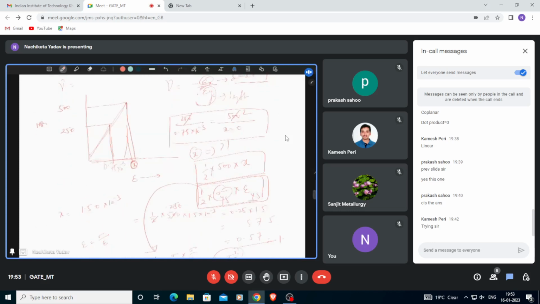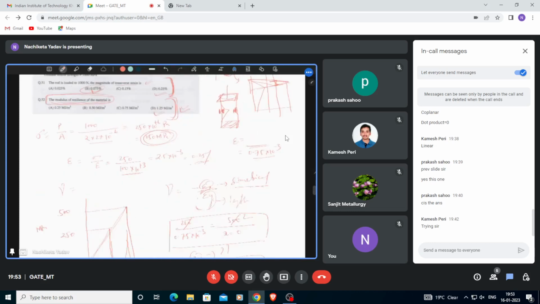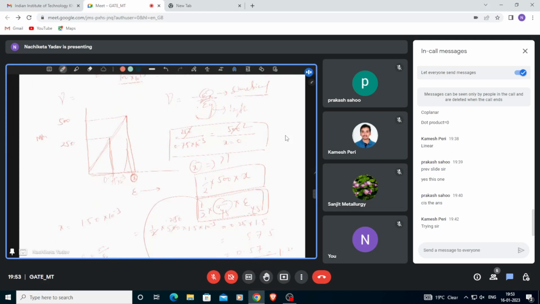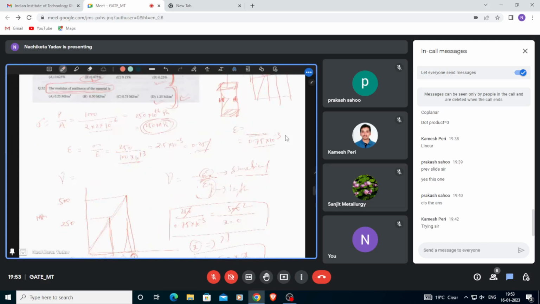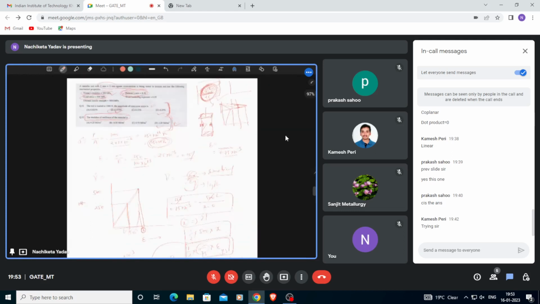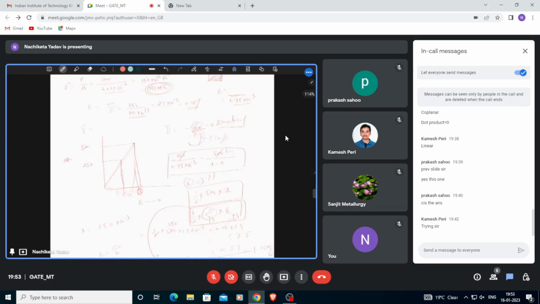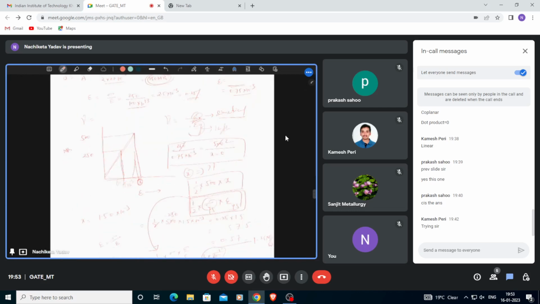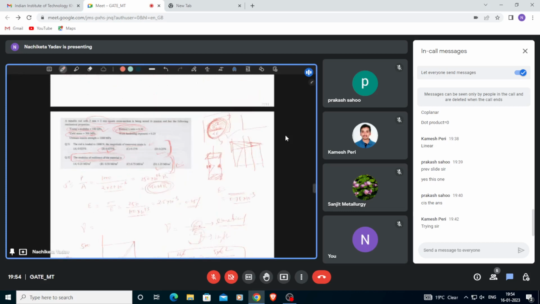I don't have a calculator, so please check. 25 megapascal. Okay. Is there any issue? Per meter cube. Is there any issue, you can ask. You just take it, because this is yield stress.